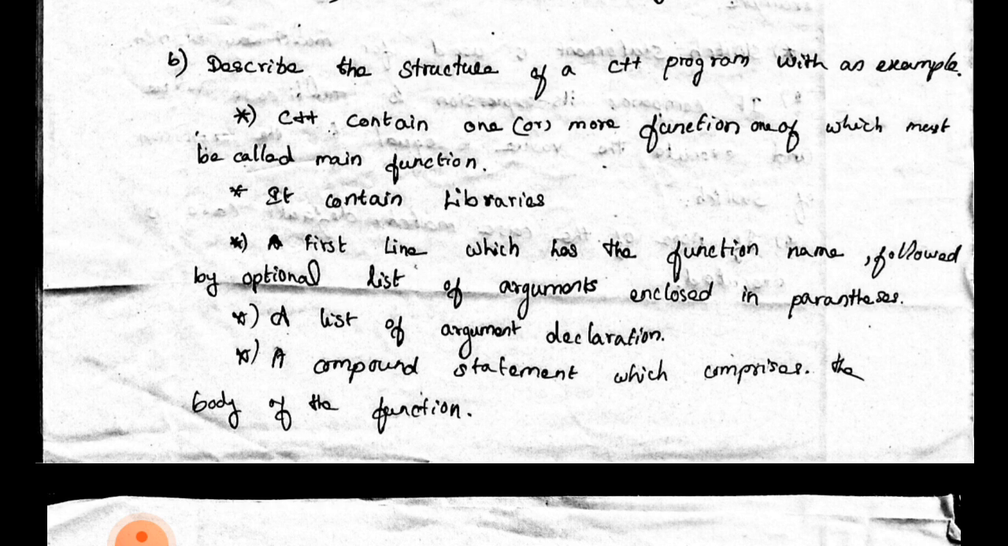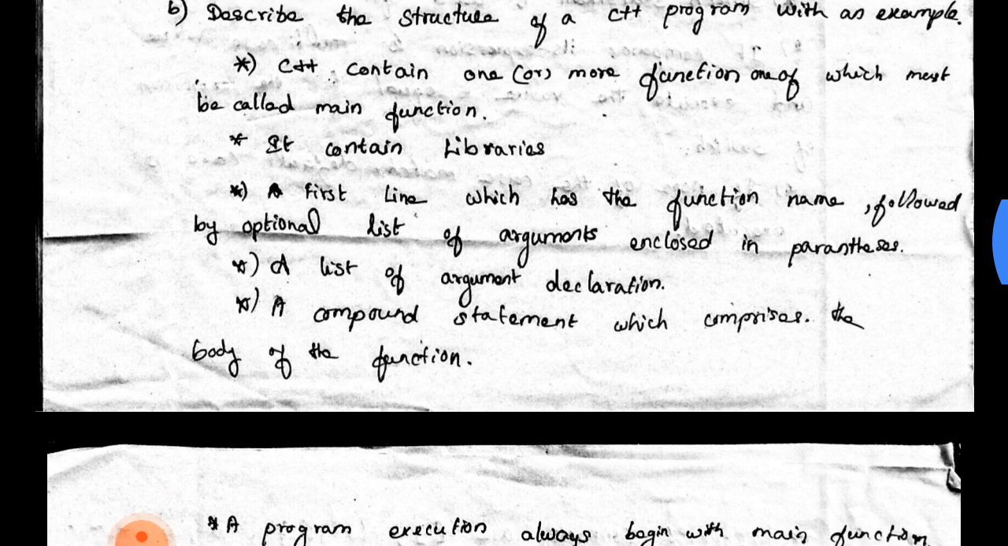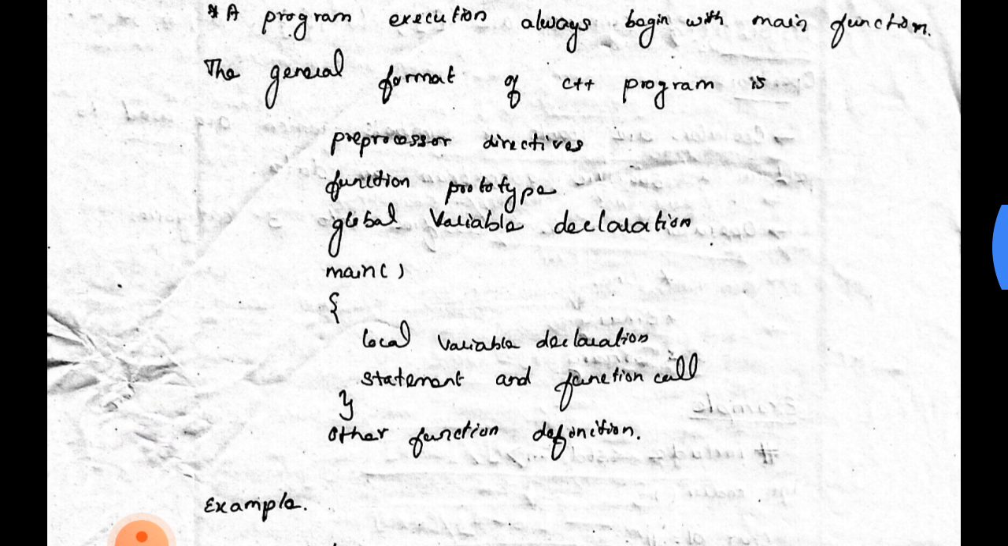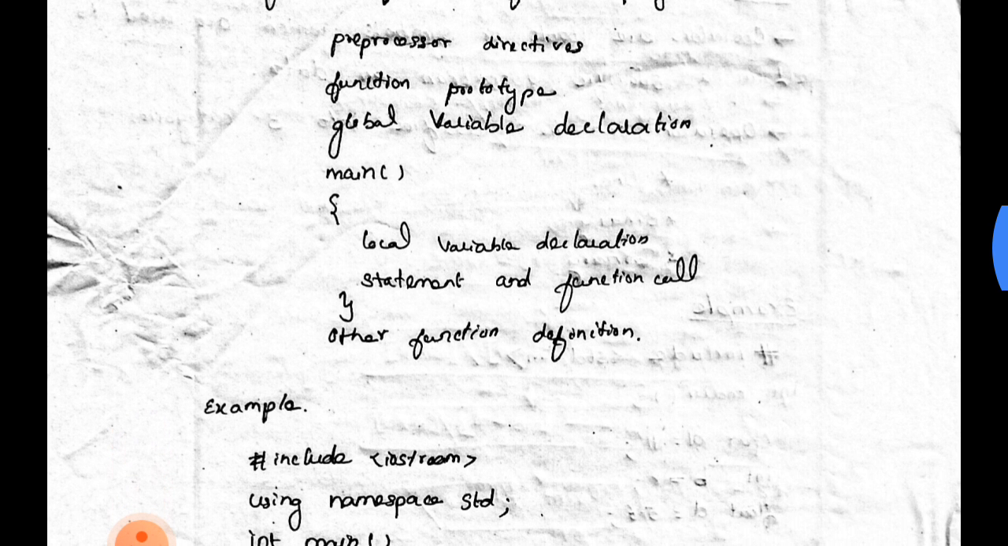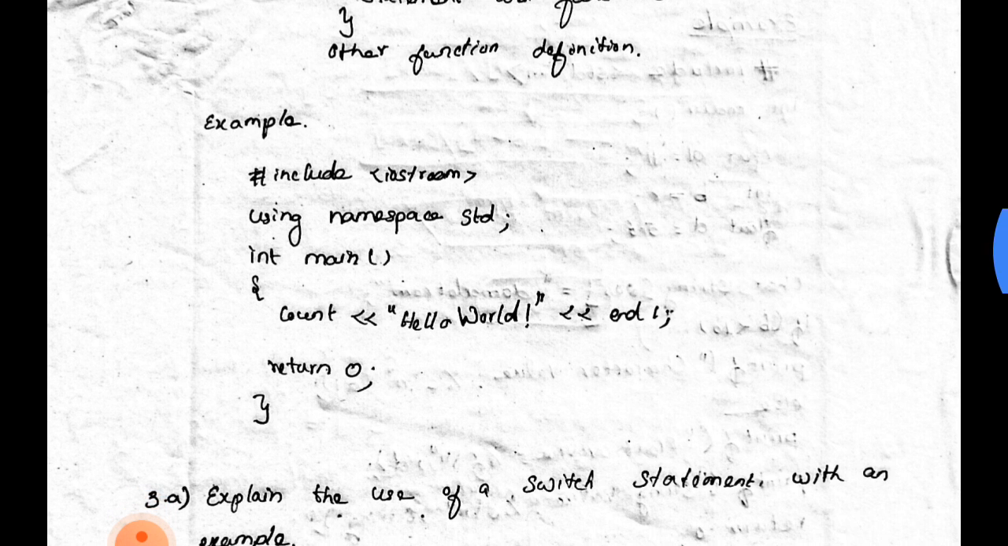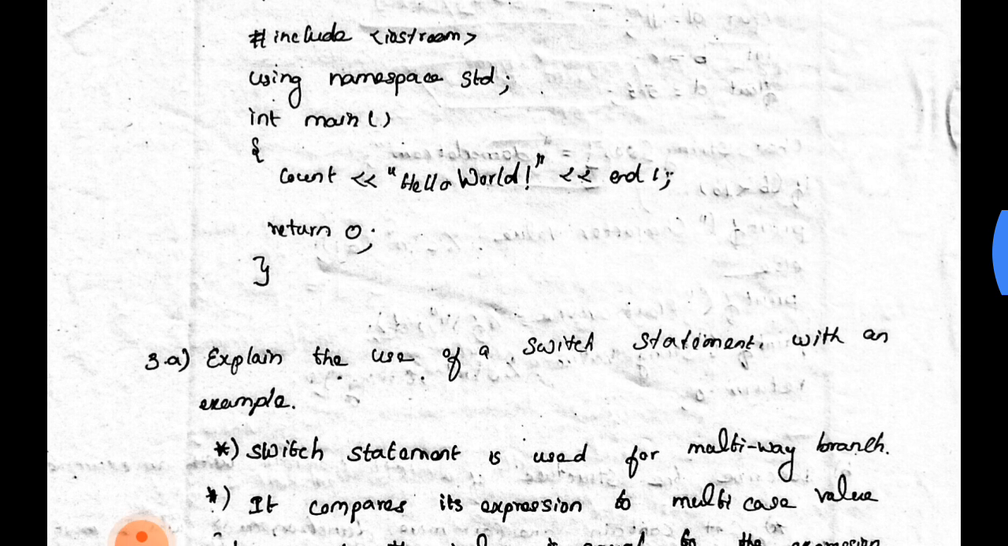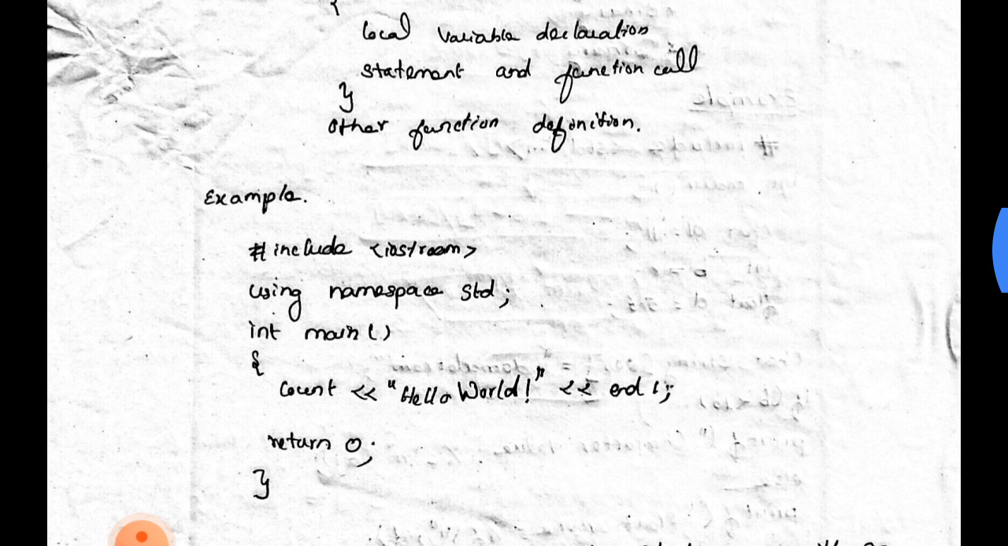Then the function name followed by an optional list of arguments. In the argument list declaration, we can declare integer or anything. Then statements which comprise the body of the main function. Then the general format: preprocessor directive, function prototype, global variable declaration, then main program, then body of the program, then return statement. This is a simple example, hello world, to display a hello world program. In this program, it simply displays hello world as output.